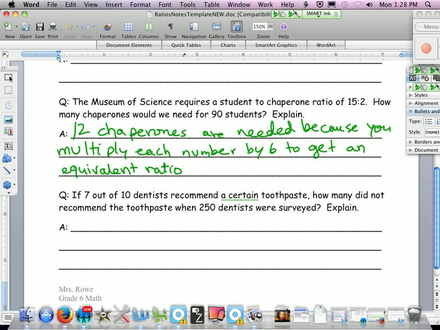So by multiplying each part by 6, we end up with a ratio of 90 to 12. It's times 6, times 6, gonna give us the 90 to 12 that we're looking for.